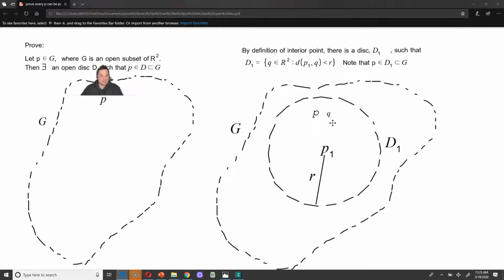Already a step forward. Next, there exists an open disk D such that P belongs to D and D is a subset of G. So we have to prove the second part, that such a disk exists. Okay, so let's go to the proof.